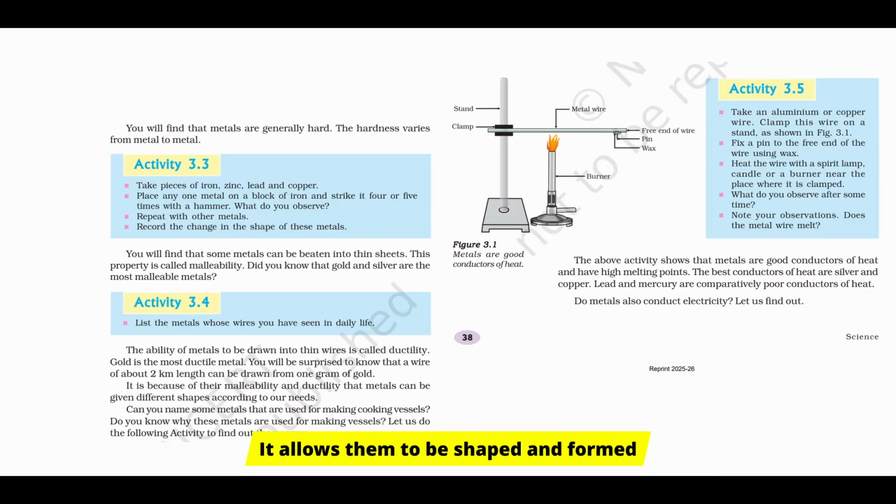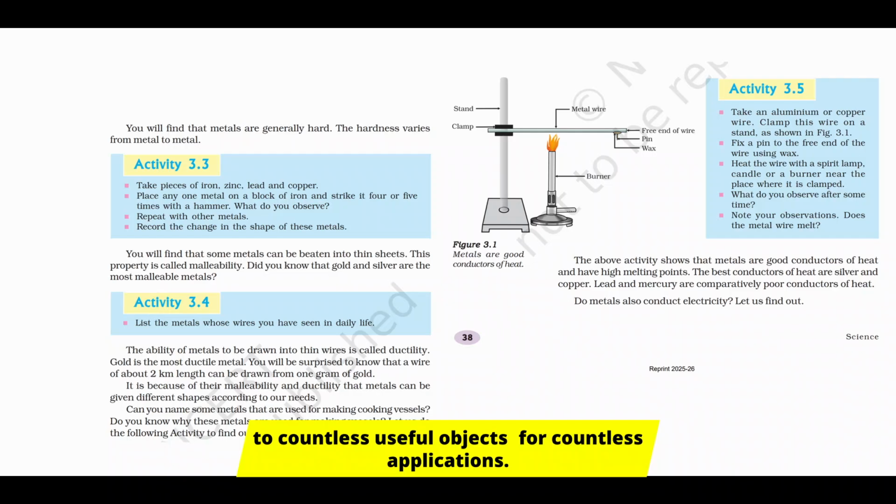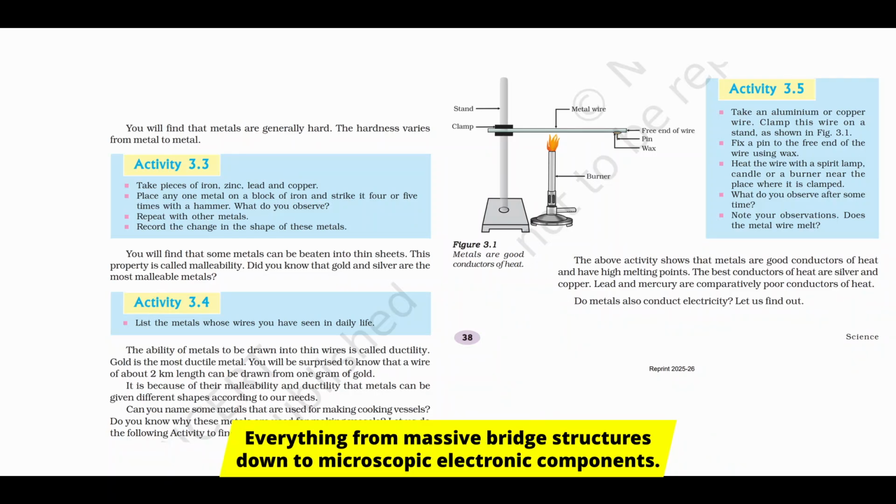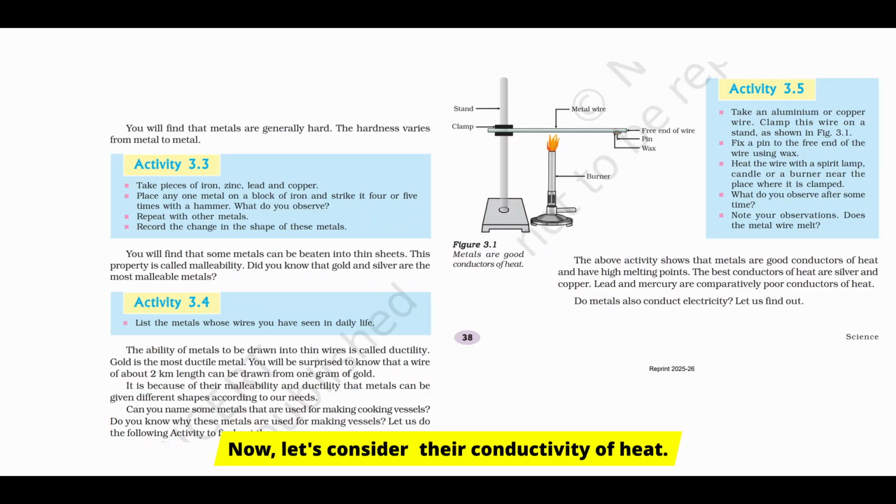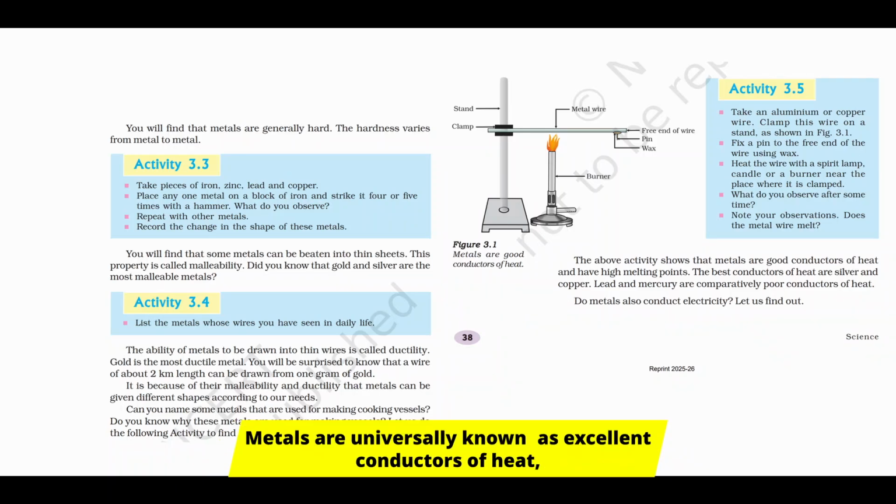It allows them to be shaped and formed into countless useful objects for countless applications, everything from massive bridge structures down to microscopic electronic components. Now, let's consider their conductivity of heat. Metals are universally known as excellent conductors of heat, which is also why they typically boast high melting points.